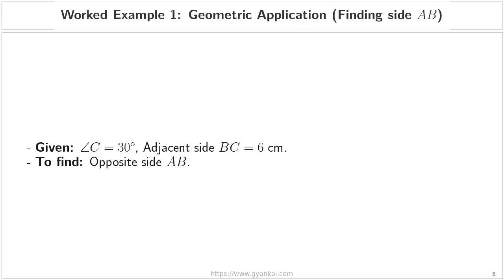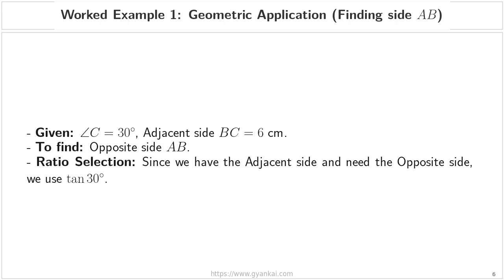First, let's clearly list what we know. We are given that the angle C is 30 degrees, and the side BC, which is the side adjacent to our angle, has a length of 6 centimeters. Our goal, or what we need to find, is the length of the opposite side, which is side OB.